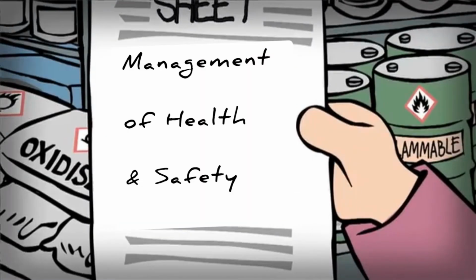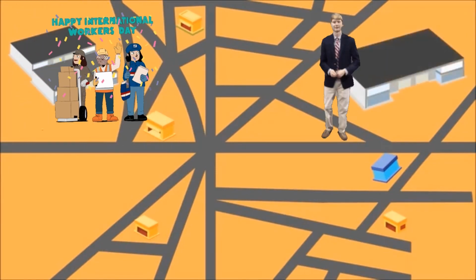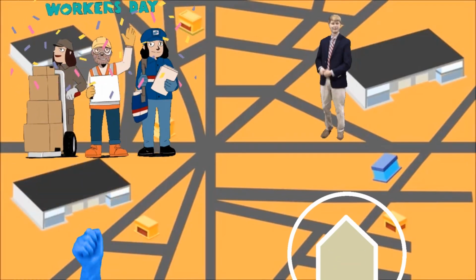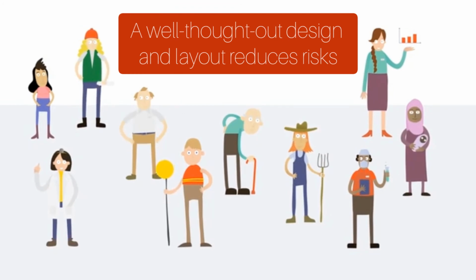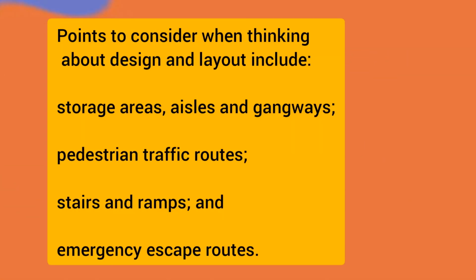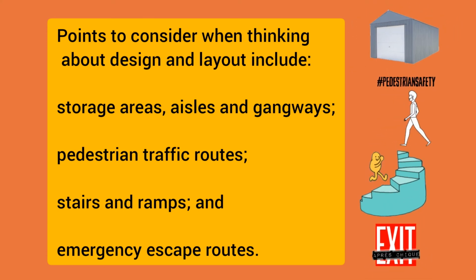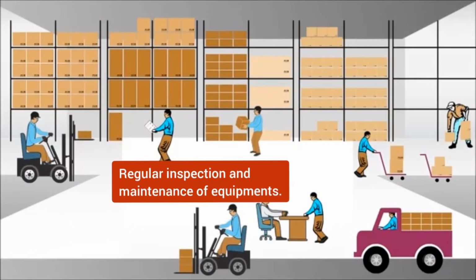And now let's talk about management of health and safety. As part of the health and safety regime, steps must be taken to protect the welfare of employees and visitors, and therefore a safe and healthy environment must be ensured with proper welfare facilities being made available. These are the points to consider when thinking about design and layout: storage areas, aisles and gangways, pedestrian traffic routes, stairs and ramps, and emergency escape routes. Included in this should be the regular inspection and maintenance of equipment within the warehouse.